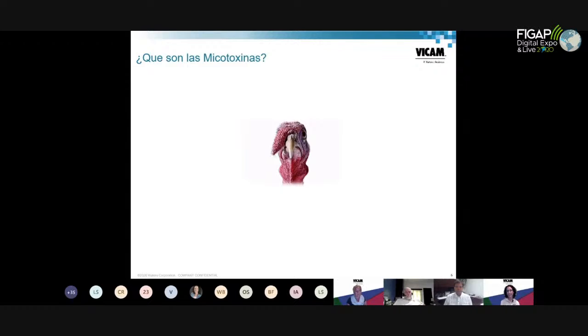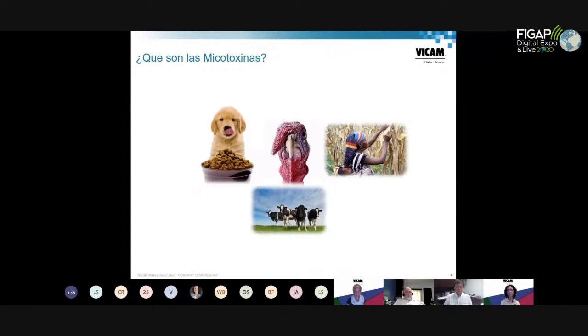More recently, in the 1960s, a number of turkeys died in England from Turkey X disease because of aflatoxin in the peanut meal that was in their animal feed.